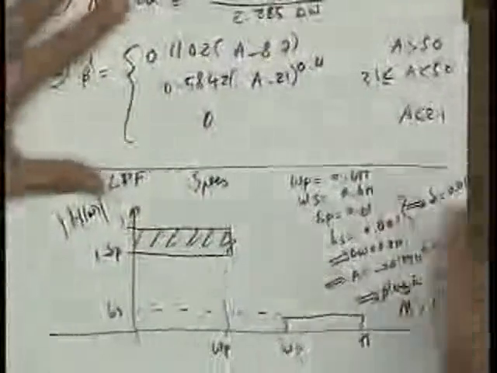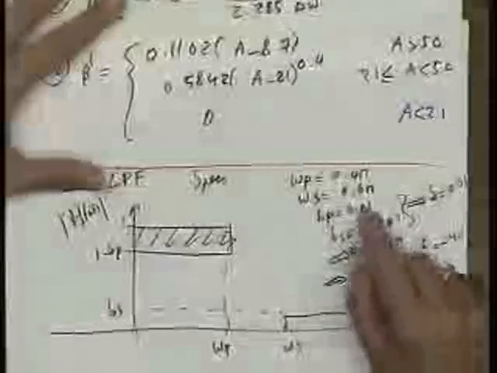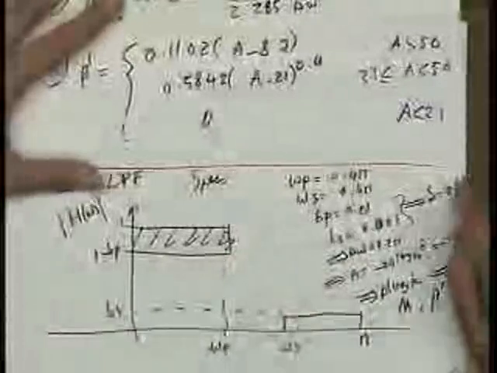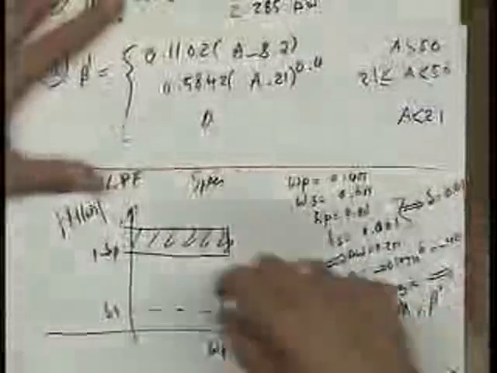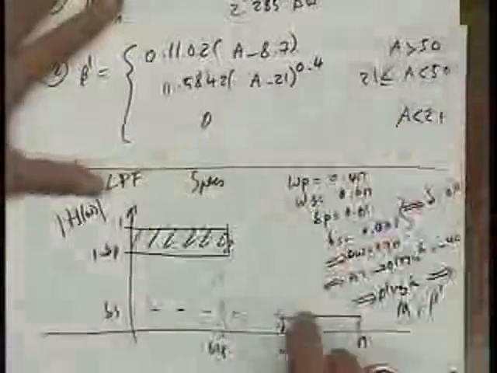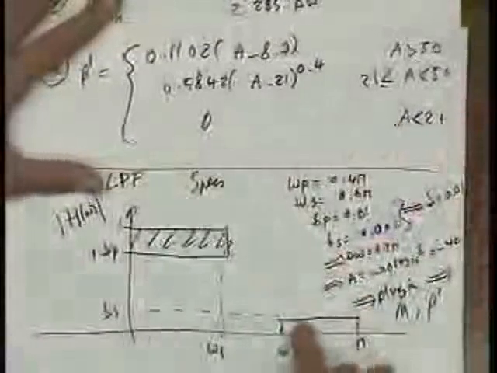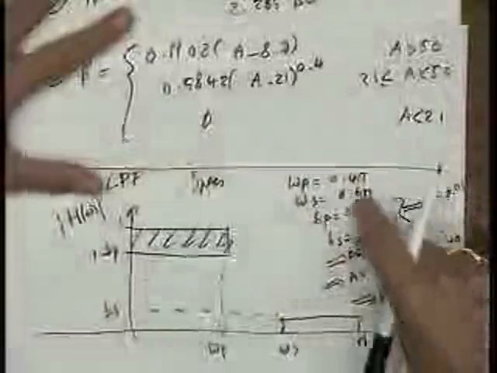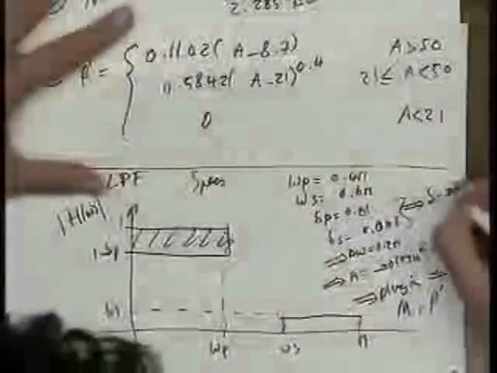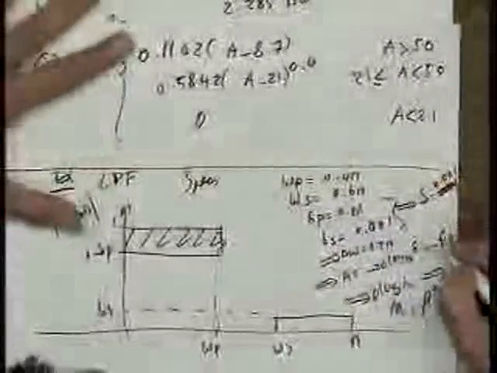Actually, I made a mistake here. One more mistake. My ripple condition is 0.01 here and 0.001 here. If I pick delta at 0.01, I'm going to have ripple of 0.01 here and 0.001 here. Is that acceptable? No, I won't satisfy the spec. Here, I'm supposed to have 0.001. So I have to choose the smaller of the two, not the larger of the two. So delta is 0.001. So that's 60 dB.